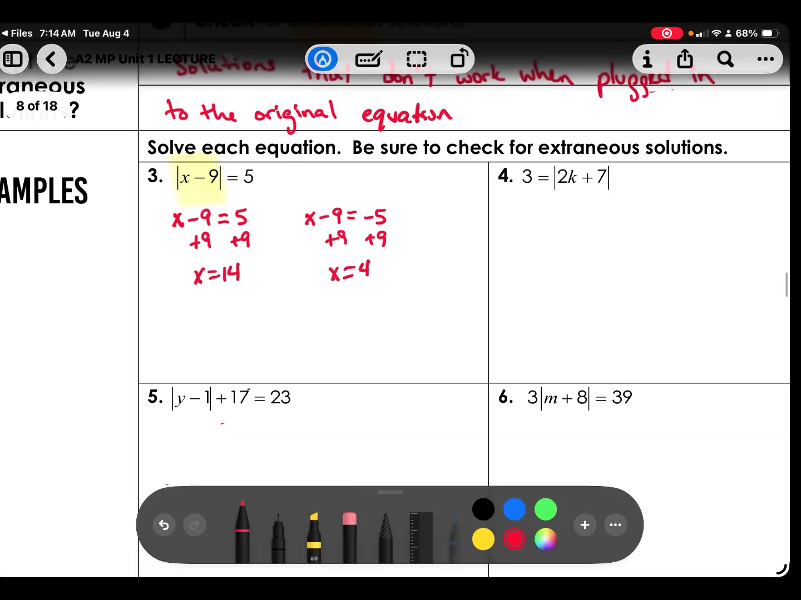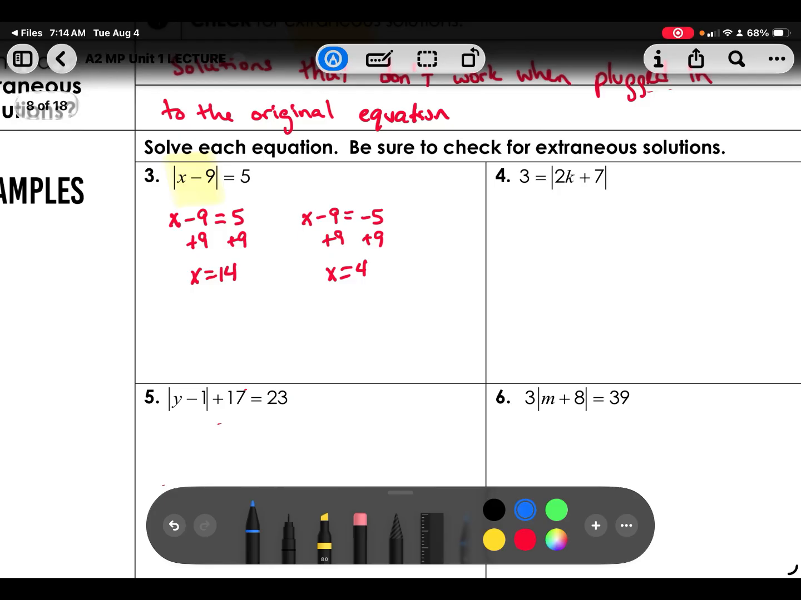So now I'm just going to do a quick check to make sure I don't have any extraneous. So I'm going to use that x value. I found 14, so I'm going to put that back in for the x. So I'll have the absolute value of 14 minus 9. Does that equal 5? Yes, it does, because 14 minus 9 is 5, and the absolute value of that is still 5. Now let's check the other one.